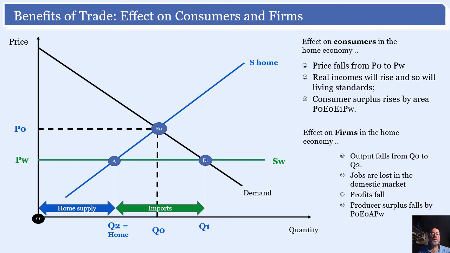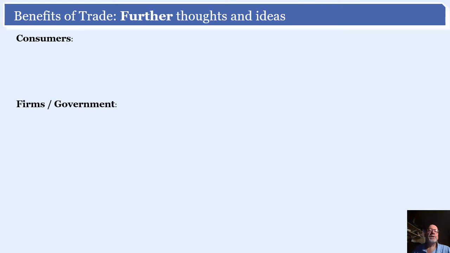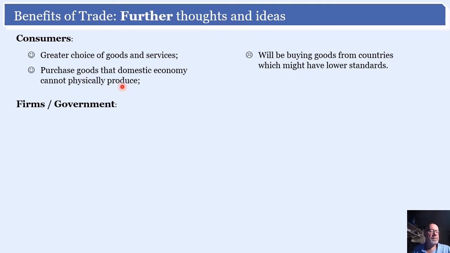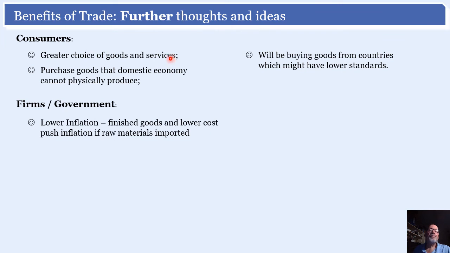Let's widen it out a little bit more. What are the further thoughts on consumers? Well, remember, with trade they get greater choice. They can purchase goods that they can't physically produce themselves. That's the comparative advantage idea. But one of the drawbacks is that they're buying goods from countries which may have lower standards, so you've got to be careful of that one. It's worth bringing that in to give some balance to the idea that consumers will always benefit.